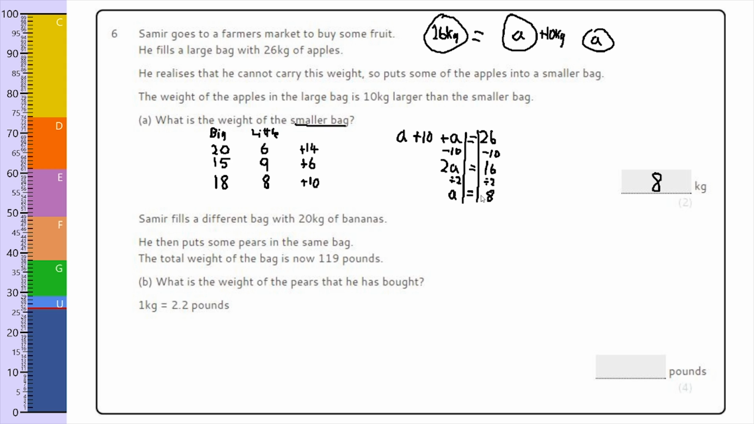So he's got a different bag full of bananas, so 20 kilograms of bananas. Okay, so we've got 20 kilograms of bananas. He then puts some pears in the bag. So I can imagine that this is the same bag and this is pears. The total weight is now 119 pounds.